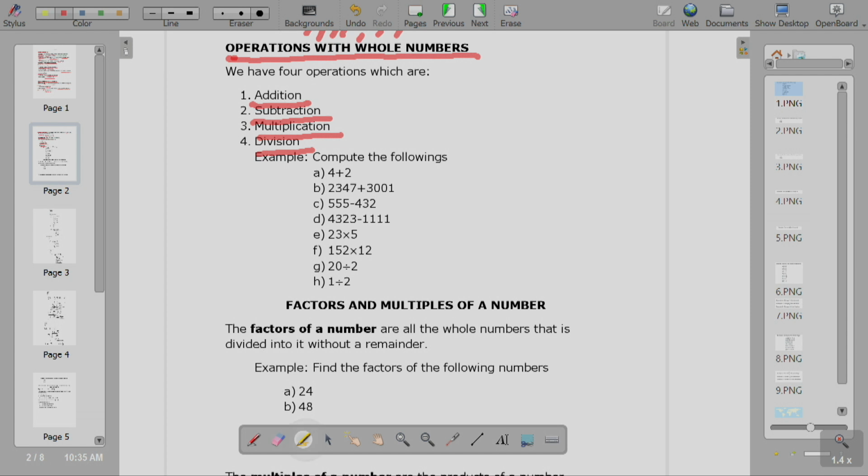So what is a factor of a number? Factors of a number are all whole numbers that divide into it without a remainder.